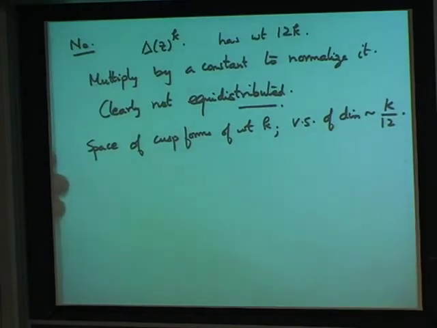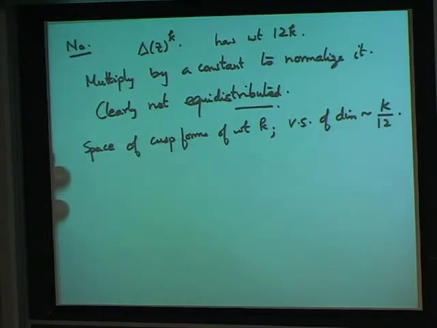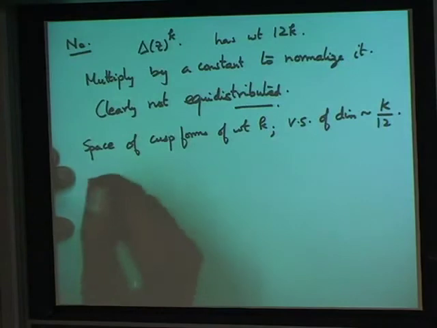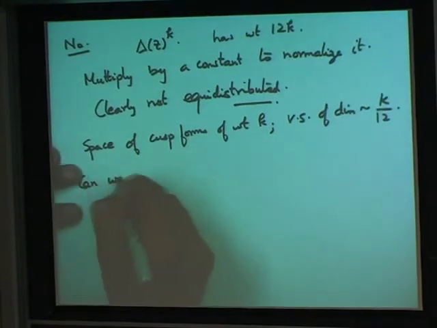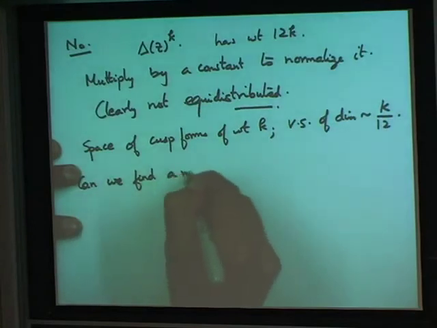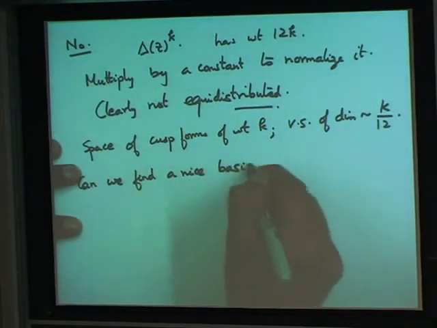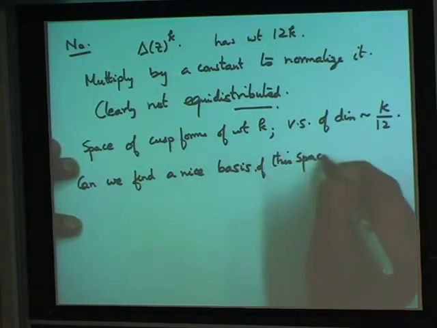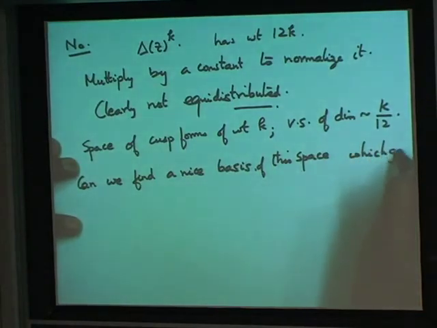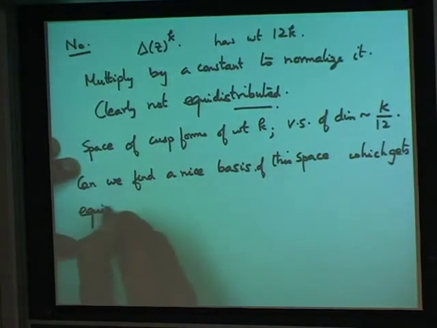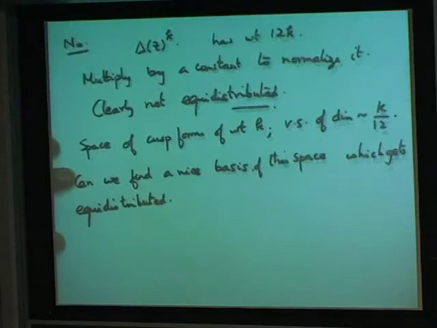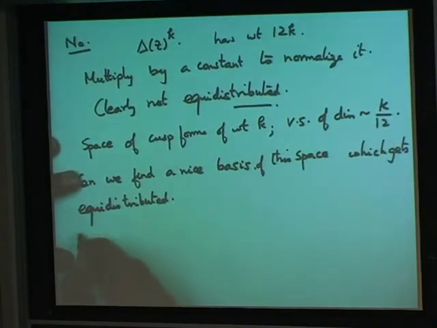So surely in such a big space, you should not hope to get any kind of equidistribution, because I can just basically perturb the coefficients any which way I like, and maybe I'll be able to find some guy who's really bad. But what I should ask is, can we find a nice basis of the space which gets equidistributed? And there's a natural one which suggests itself, which is the Hecke basis.